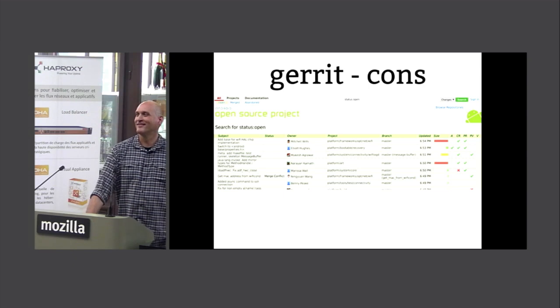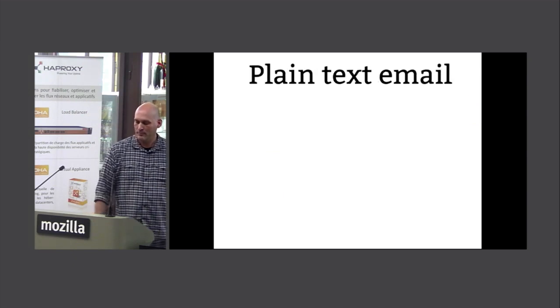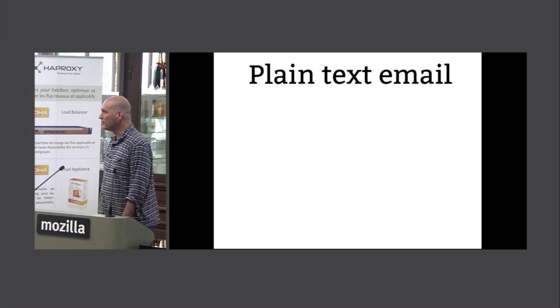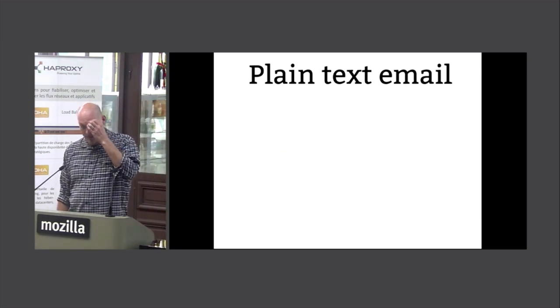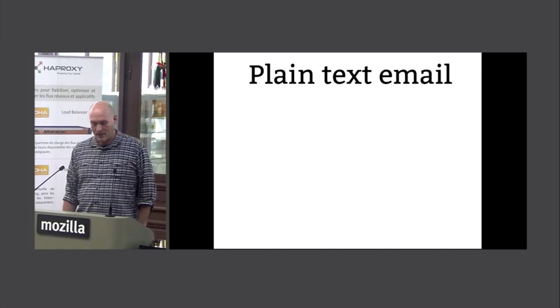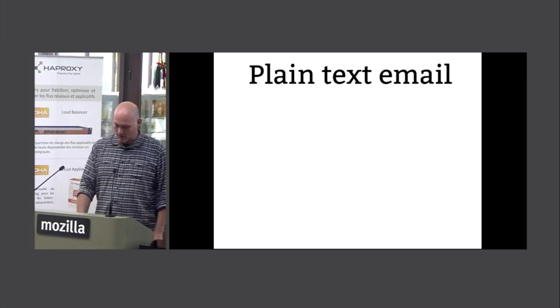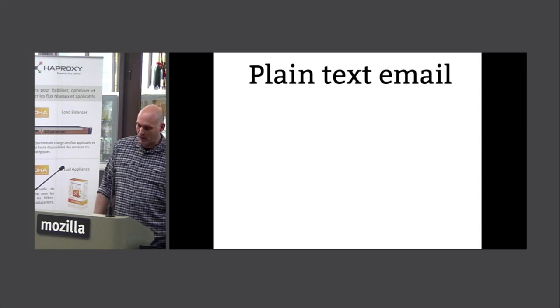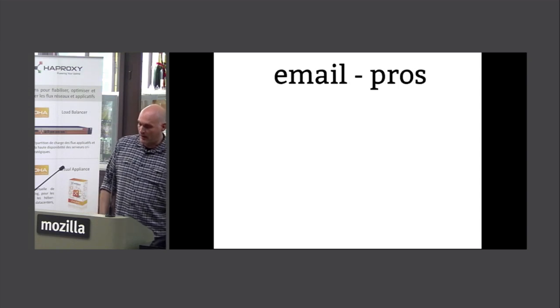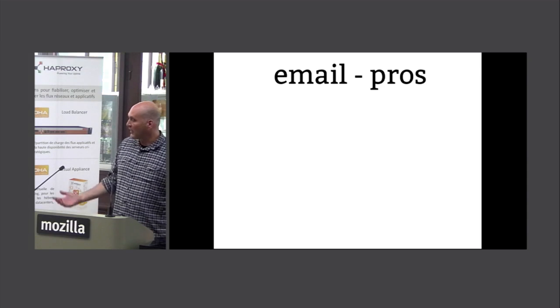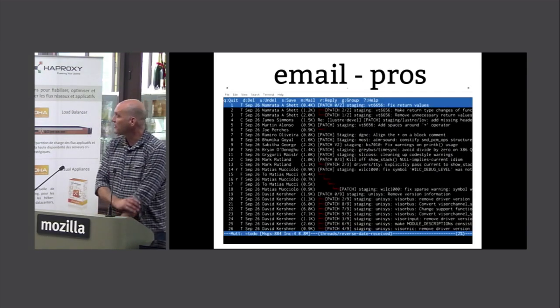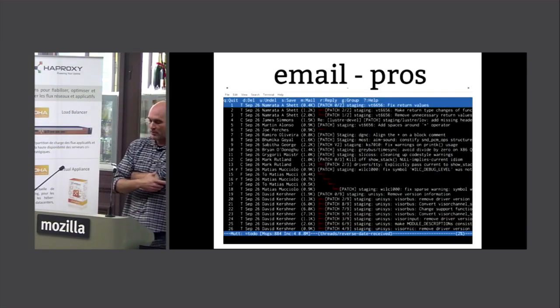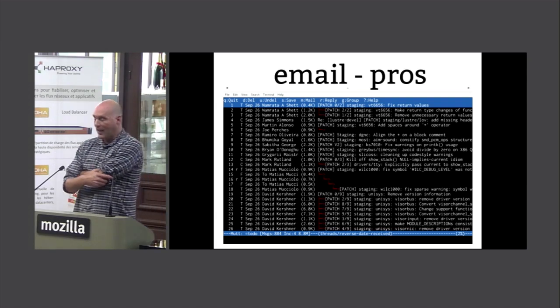Anybody else? All right. Plain text email. It's been around forever, since the internet. There are RFCs about it. It's what the kernel uses. It's what we use. It's what a lot of us grew up on. What are the good things? It's been around forever. Everybody has access to email. There is almost nobody who doesn't have access. There are tons of free email hosting providers. It works in any type of client.